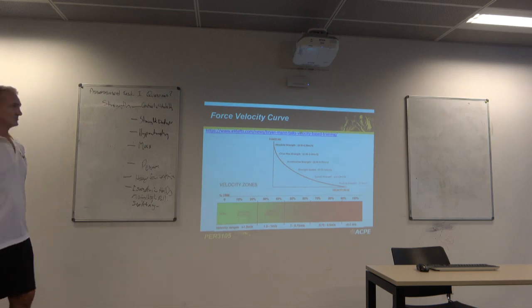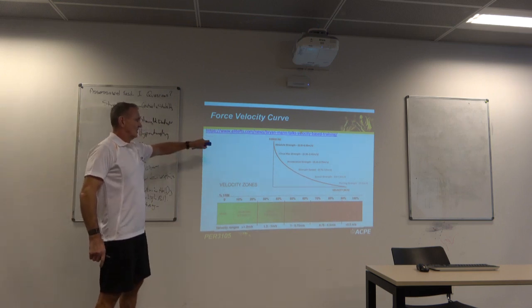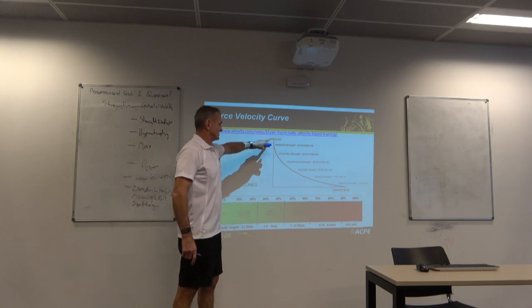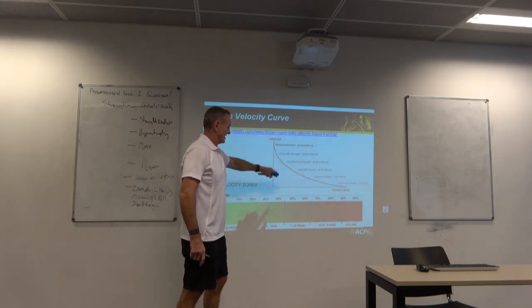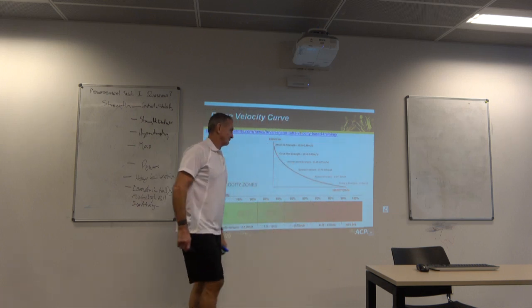So if you look at that force velocity curve that we've spoken about a fair bit, and there's a good link you can go to, we're looking at these different zones, like trying to produce high force, and then starting to drop that down in percentage to get higher velocity.